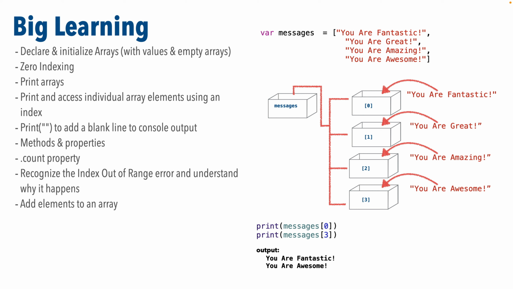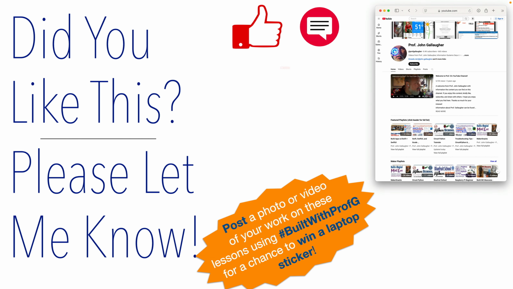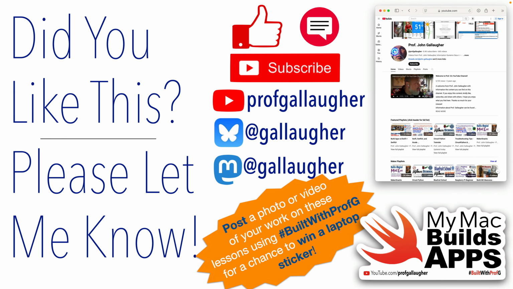We learned to add elements to an array using the append method, the plus operator, and the insert method. We learned how to remove elements from an array. And we learned how to work with a multi-line text alignment modifier. Your Swift and app building skills are accruing. Feel good about what you've accomplished and keep at it.